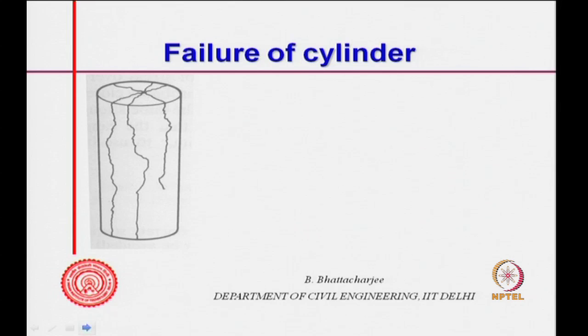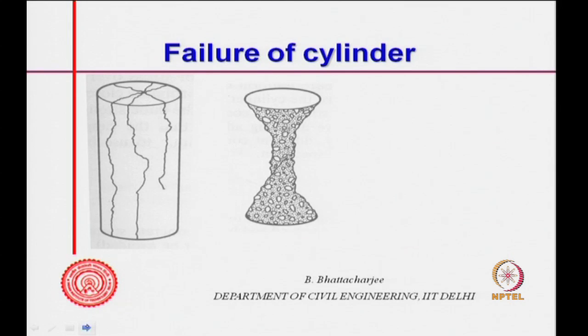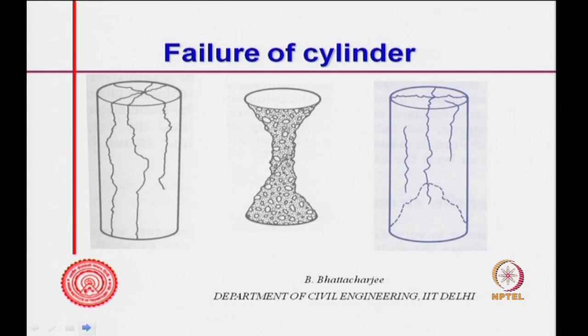So, on failure of the cylinder, you will always see vertical cracks somewhere. You might see something of this kind, and you might see something of this sort. So, cylinder failure pattern is something of this kind, all right. That is because in this portion there is hardly any platen effect, and therefore it shows a vertical failure pattern.